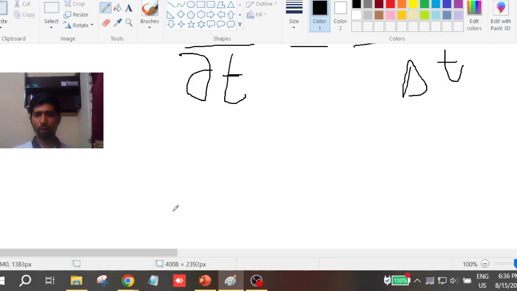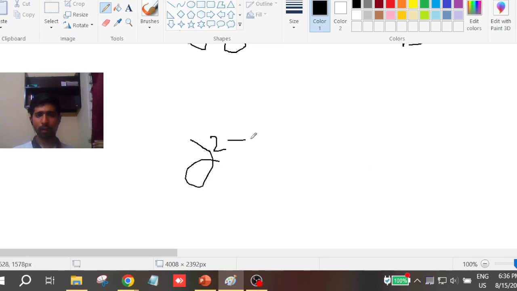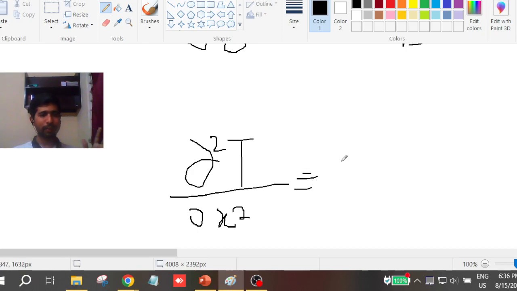Now ∂²T/∂x². Now I want to write it using explicit time marching. I will write it with respect to T at n only, whatever the n time step is. But here we again come with options.